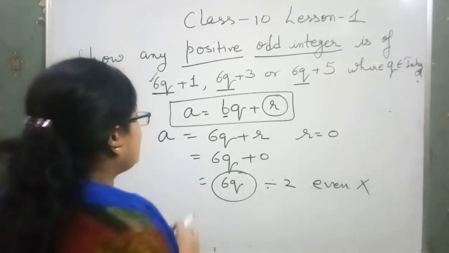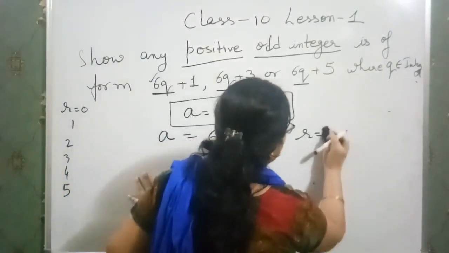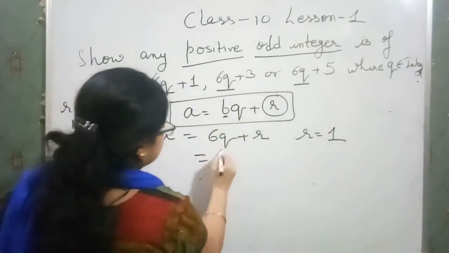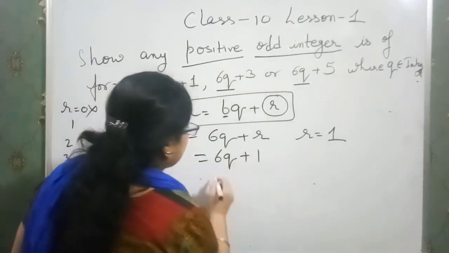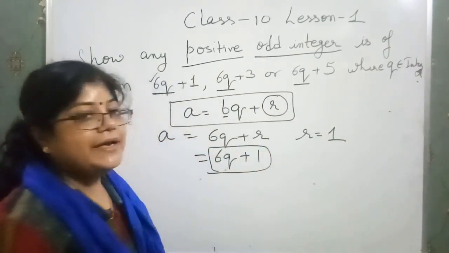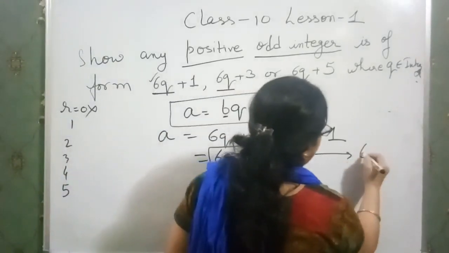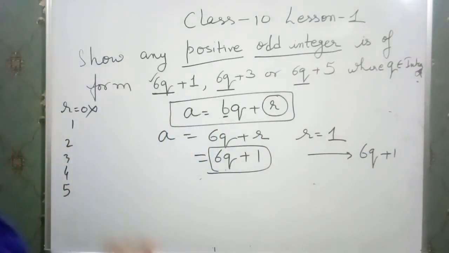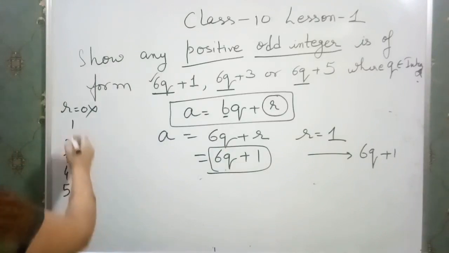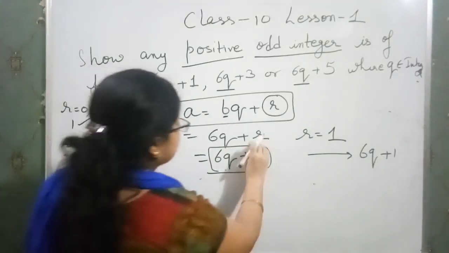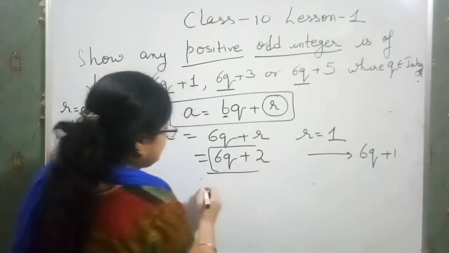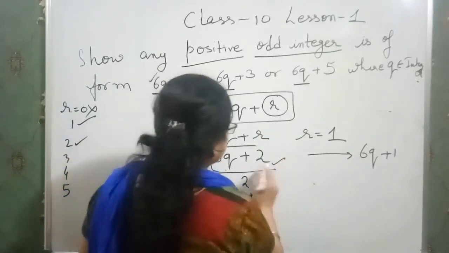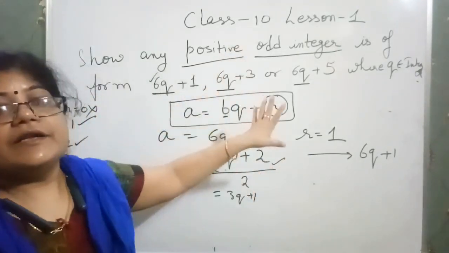Now next case, when we take r equal to 1. So we check it for 1. This is 6q plus 1, and we know that we cannot divide it by 2. So in our answer, we take the value 6q plus 1. I think you got the clue which I want to explain to you. Now when we write 2 in place of r to check, this term gets divided by 2 and we get 3q plus 1. So 6q plus 2 is not an odd integer, so we just leave it.